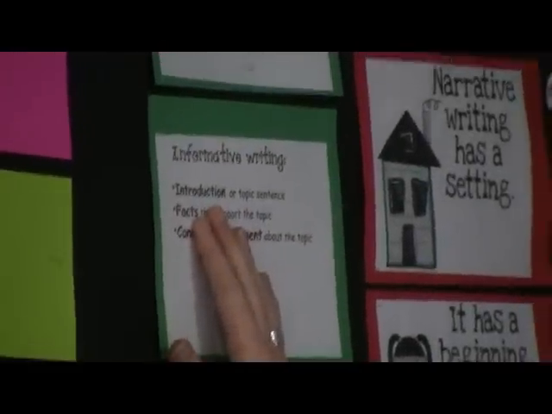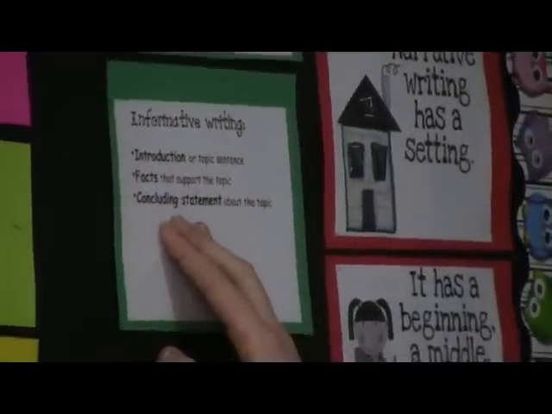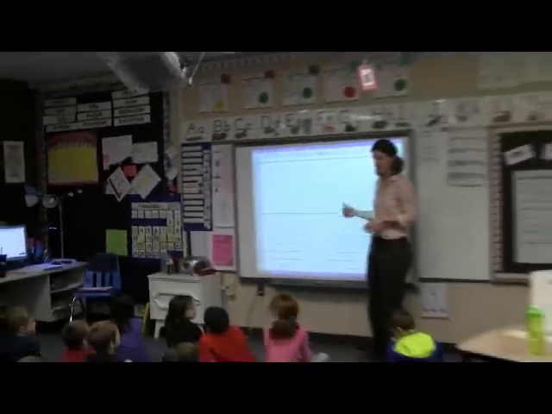The introduction and the conclusion are a little bit the same. They both talk about the topic that you're writing about. So the introduction tells the reader what you're going to write about. The conclusion tells the reader what they just read. So it kind of starts the story and it ends the story. So today I'm going to teach you how to do a conclusion on your story. Say the word conclusion. Conclusion. Conclusion just means ending, the end of your story.